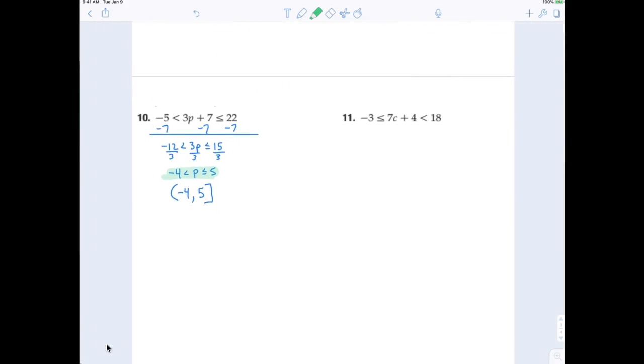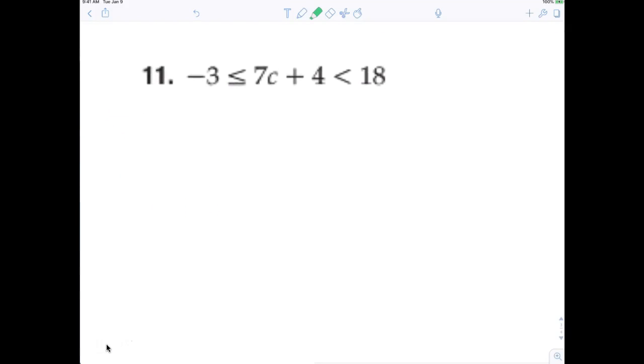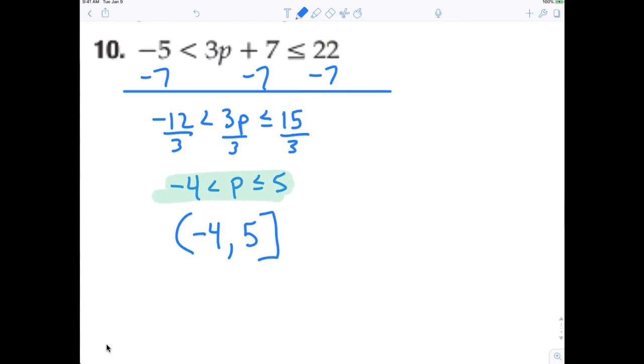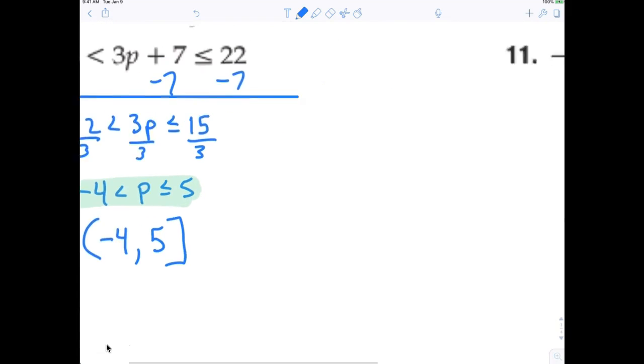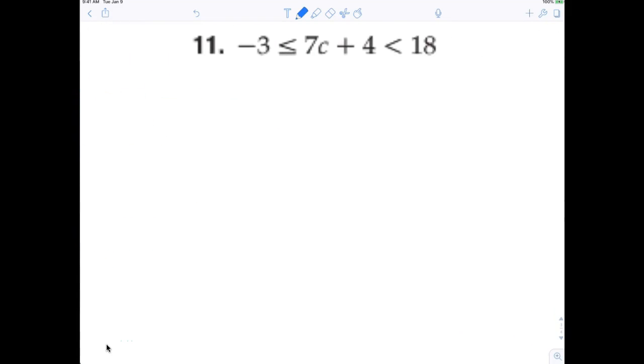All right. Max, go. Number 11. Really, Max? Come on, man. It's just the same as number 10. Did you do number 10? Oh, yeah, I did. It's the same. Okay, so what do I do?